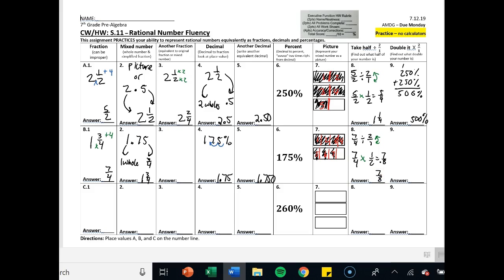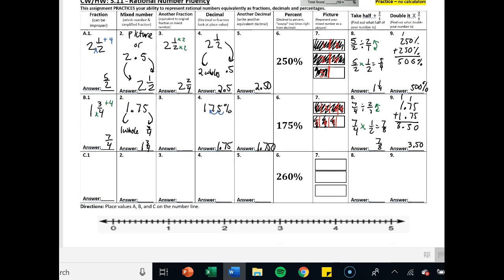For my decimal, maybe it'd be nice and easy just to add up the decimal. So 1.75 plus 1.75, that's 10, carry your 1, that'll be 15, carry your 1 again, so you get 3.50, right? You could have easily done the percent, you could have done the fraction again, you could have done the picture. It's really up to you, right?